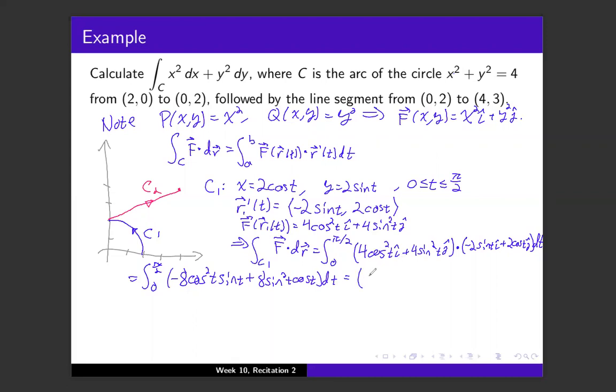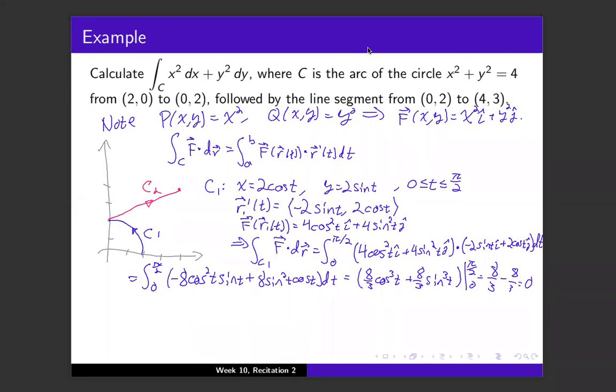This comes out to negative 8/3 cosine cubed t plus 8/3 sine cubed t, evaluated from 0 to pi over 2, which in this case would be 8/3 minus 8/3, which is 0.